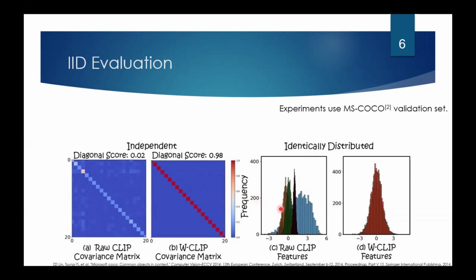Now, when we look at the different features on a big group of samples from the MS-COCO validation set, we can see that each of the features has a different variance and different mean. When we look at the whitened space, all of the features have zero mean and unit variance. So they are identically distributed, approximately Gaussian, and so non-correlation indicates independence.